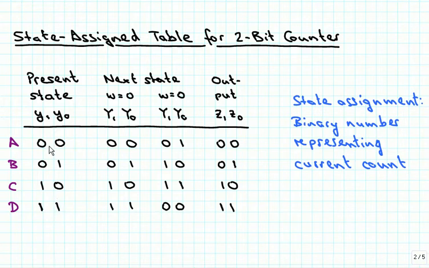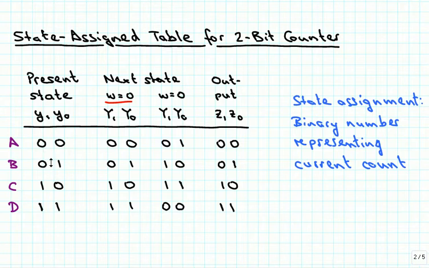And then we can just replace the A, B, C, and D from the state table with the newly assigned binary values here, and we go from 00 to 00, 01 to 01, 10 to 10, 11 to 11, when W is equal to 0. And we go from 00 to 01, from 01 to 10, from 10 to 11, and from 11 back to 00, when W is equal to 1. And the output bits are shown here. Those are the same thing as the present state.